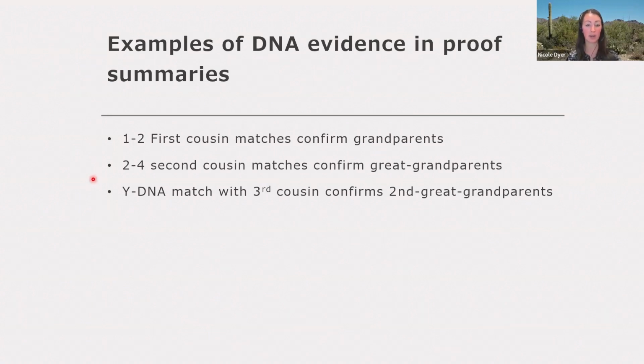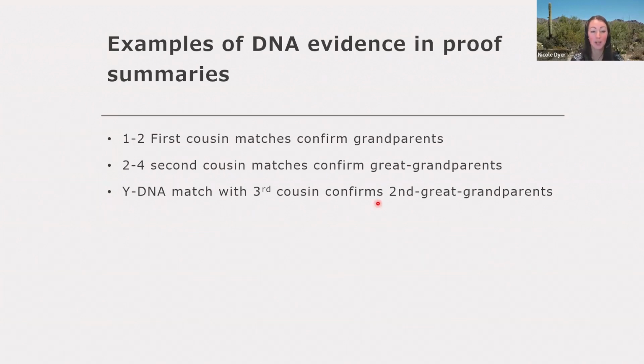or even for great grandparents, you could use 2, 3, 4, somewhere in that range, that number of second cousin matches. And if they're just strong second cousin matches, you might only need 2. If they're like second cousin once removed or 2 times removed, you might need 4 of them, depending on what you have. And then if you have like a Y DNA match with a third cousin to confirm second great grandparents, then you could probably use that.